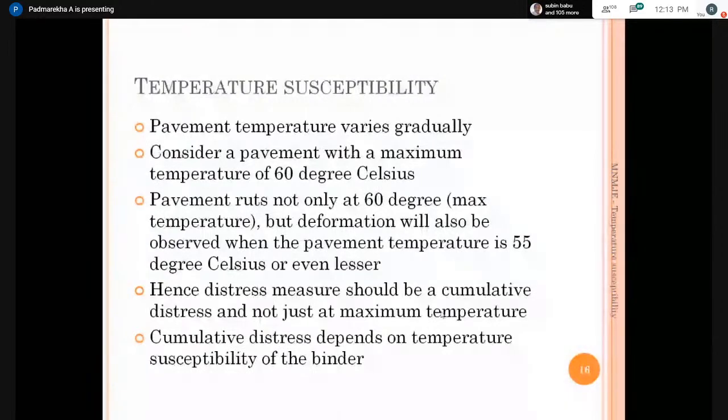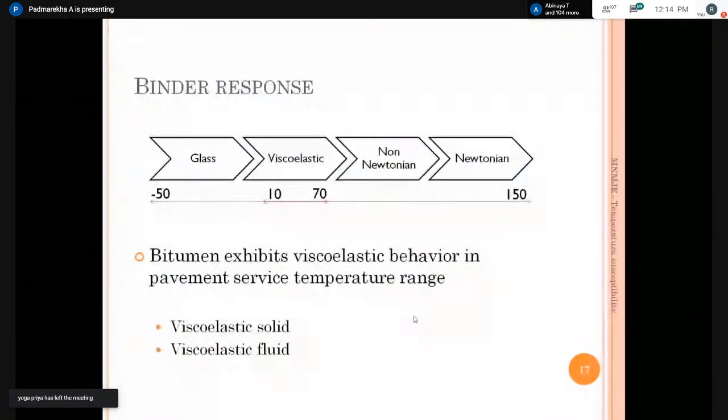So the next question here is, the pavement ruts not only at 60 degrees, but there will also be a deformation when the pavement temperature is 55 degrees Celsius or even lesser. Now what should we do? Do we consider only the extreme temperature, or should it be a cumulative distress at all the temperatures? Hence, the distress should be a cumulative measure at all the temperatures and not at the extreme temperature. We will see at the end how to measure a cumulative distress at different temperatures.